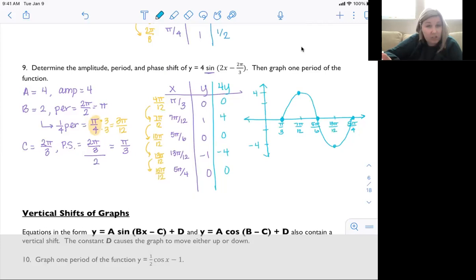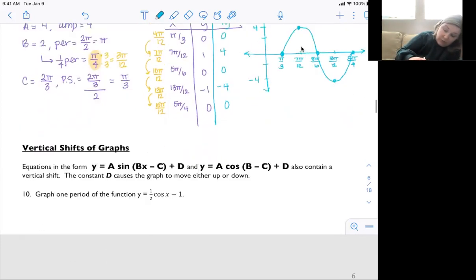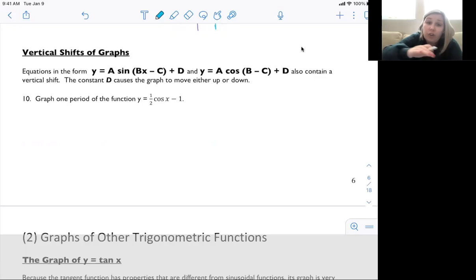Okay. Setting up the x's is the hardest part, but after that, it's not too bad. It's the same process we've been doing. Okay, vertical shifts. We just keep building up the alphabet here. Vertical shifts are going to be plus d or minus d. Now this is exactly the same. Remember when we did function transformations, we said f of x plus or minus h was horizontal and f of x plus or minus k was vertical. When it's inside the function, it's a horizontal shift. When it's outside the function, it's a vertical shift. Exactly the same thing here.